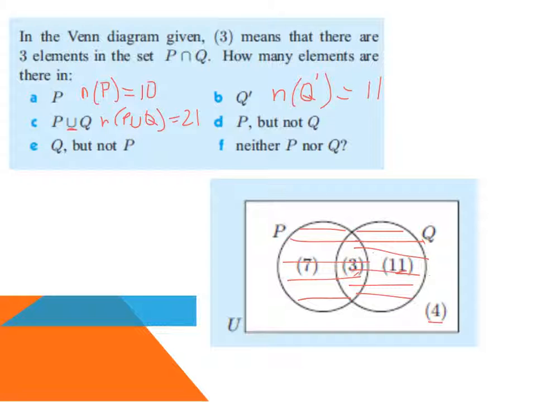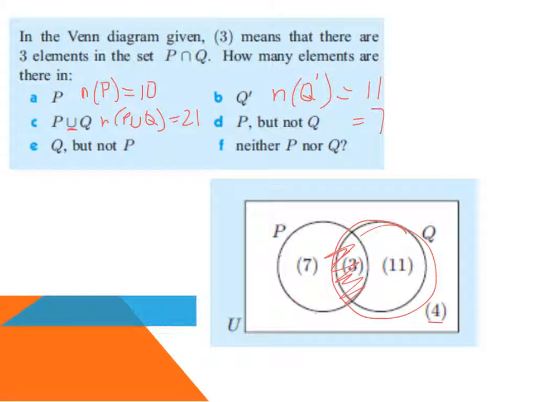The number of elements that are in P but not in Q: here's our P, but we do not want the ones that are in Q. These are in Q, so we're going to cross those off. So the number of elements in P but not Q is just our 7. So we have 7 elements in P but not Q. Q but not P, we're going to do the same thing. We're going to take Q, but we don't want P, so we're going to cross that out. So we get 11. So there are 11 elements that are in Q but not P.